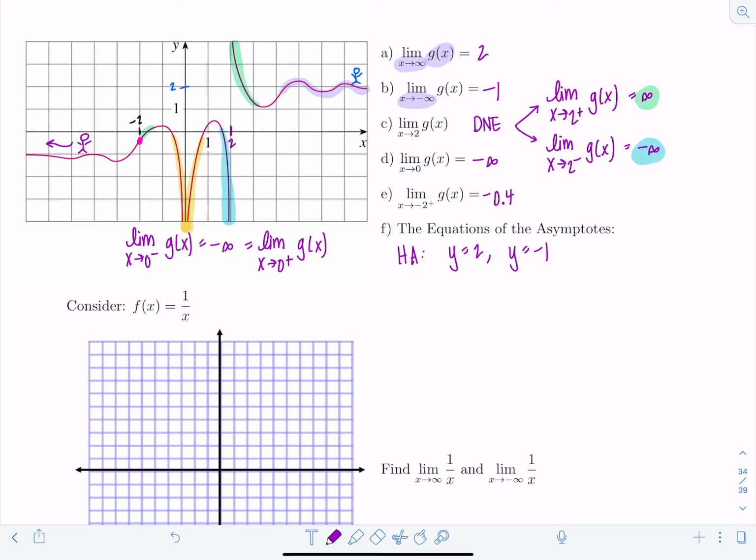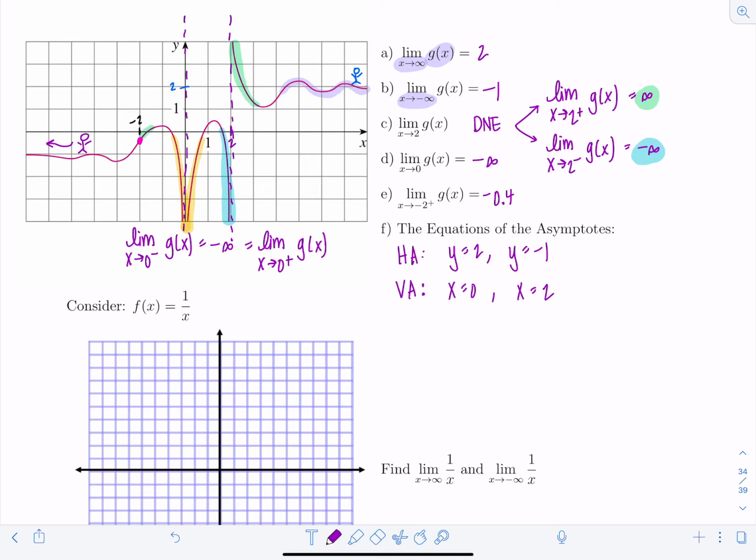And then what about vertical asymptotes? Did we have any? Certainly, we have one here at x equals 0, right? Remember that limit came out to be negative infinity. And we have another one here at x equals positive 2. Very nice. So that completes that problem.